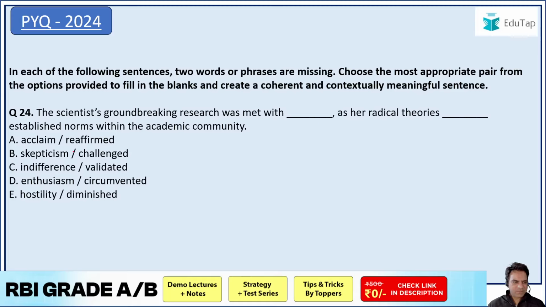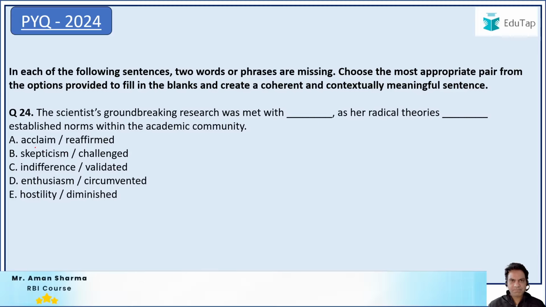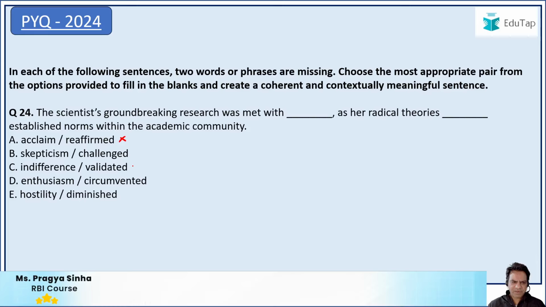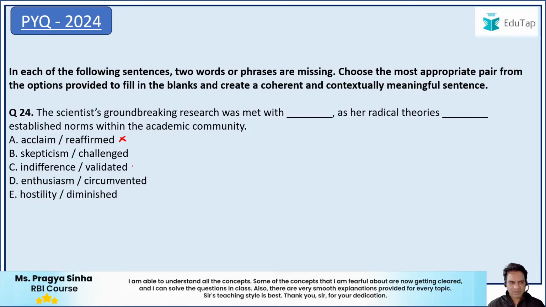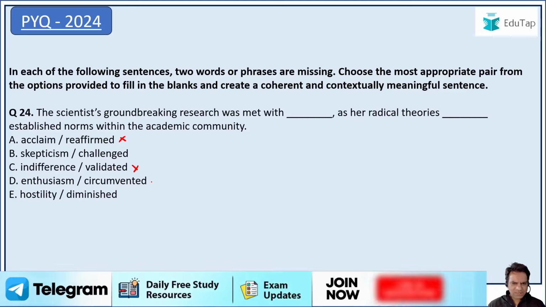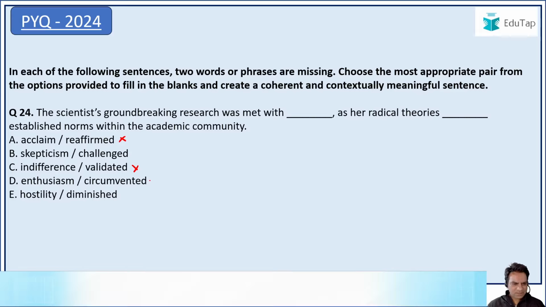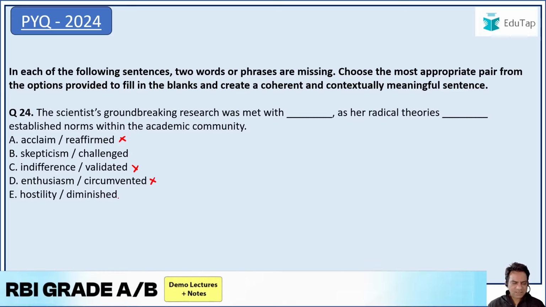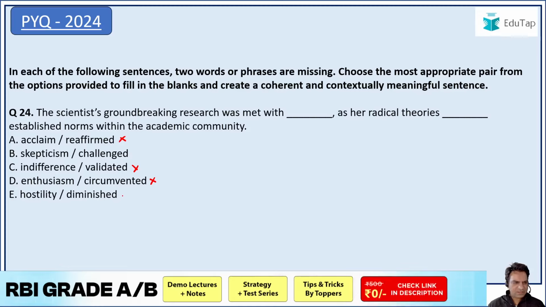So it was met with acclaim. You don't meet with acclaim, you get acclaim. So this is incorrect. Met with skepticism, yes. Indifference, meaning it made no difference, no. If it is groundbreaking, it will make a difference. Met with enthusiasm, or met with hostility. Enthusiasm, because they are radical theories, I think there should not be enthusiasm. Circumvented, no, doesn't make sense. Met with hostility, hostility as her radical theories diminished.